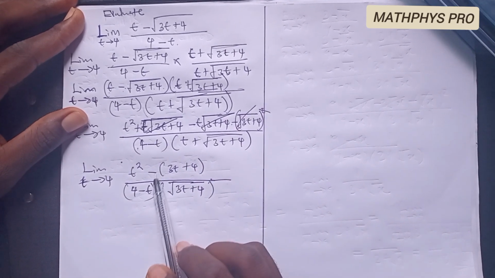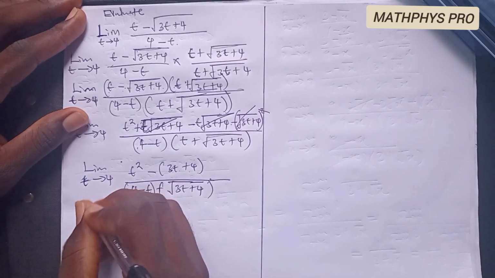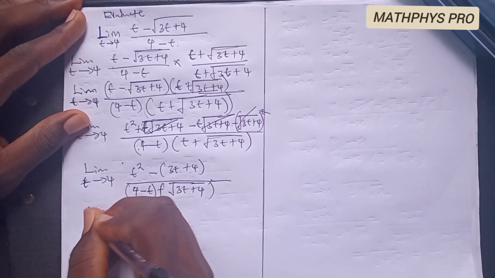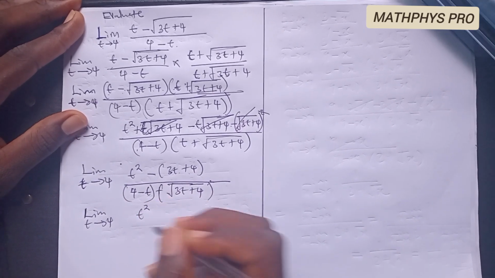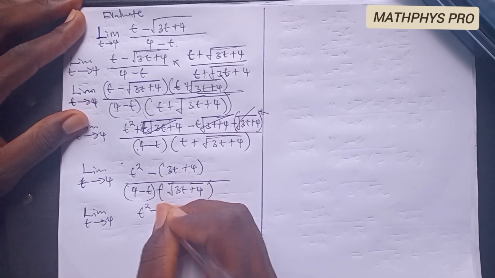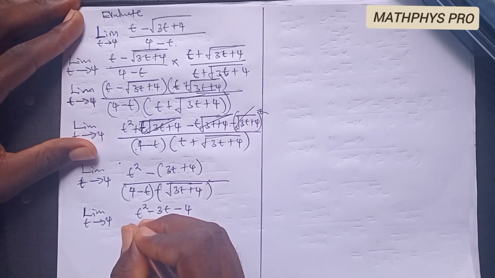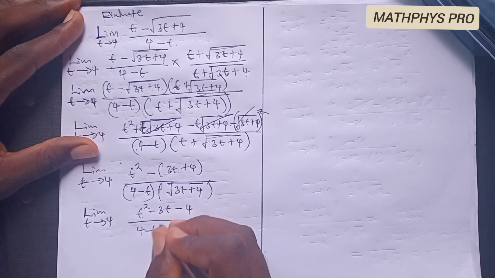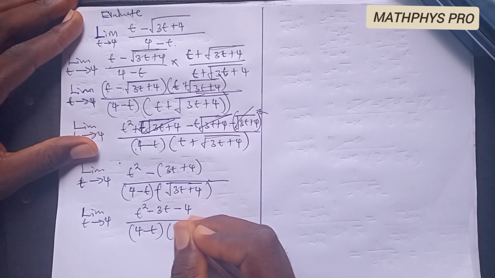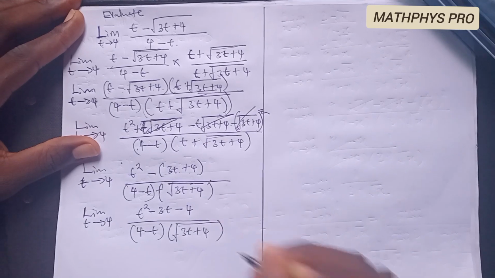So now if we use this minus sign to multiply everything inside the bracket, we have the limit when t approaches 4 of t square minus 3t minus 4 over 4 minus t times t plus root 3t plus 4.